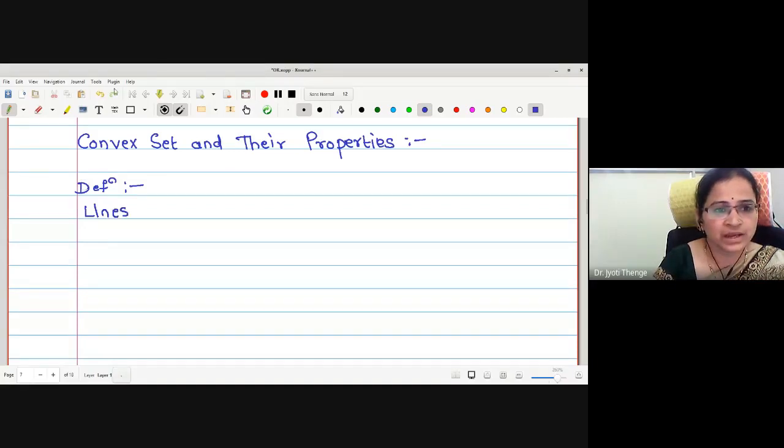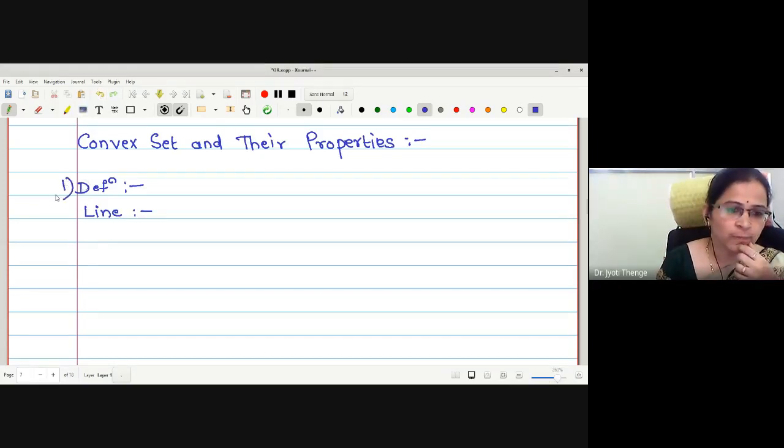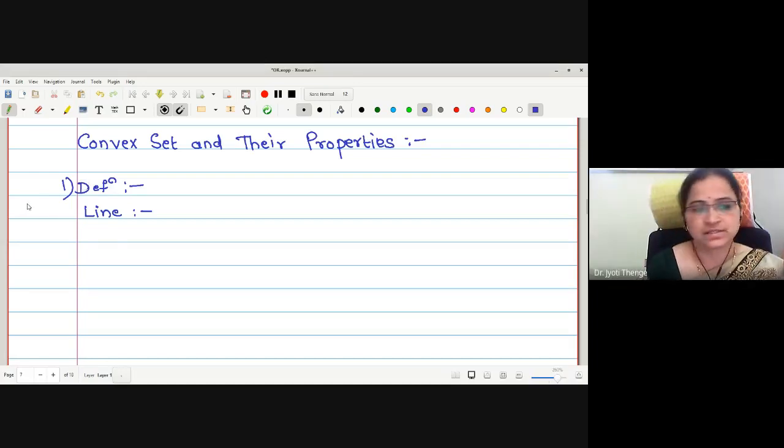Lines. Can anyone tell me how I can find the equation of a line? What should be the parameters essentially? If only one point is given to you, how many possibilities are there to draw lines from the given point? Infinitely many. Yes, it is infinitely many.